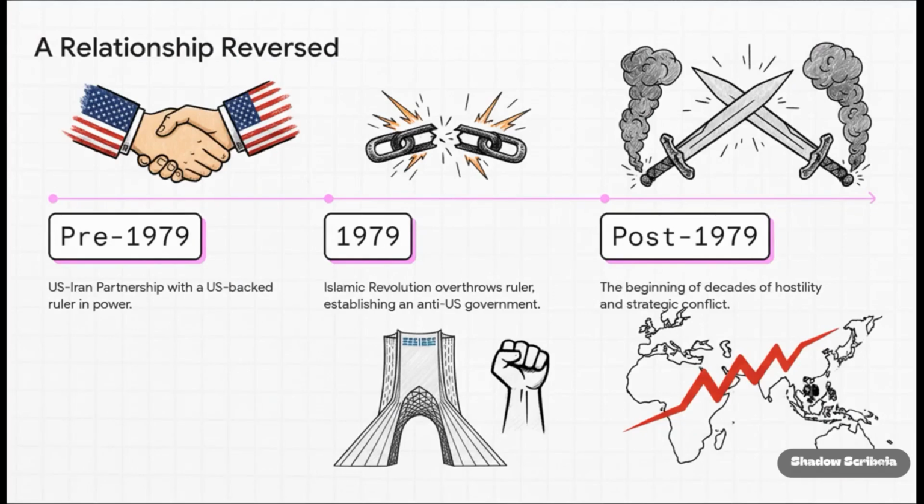It's a total 180. Before 1979, the US and Iran were partners. The US was a huge supporter of Iran's ruler, the Shah. But here's the thing. For a lot of Iranians, the Shah was seen as this repressive dictator, basically propped up by the West. So the 1979 Islamic Revolution wasn't just about overthrowing him. It was a furious rejection of American influence. Bam! In a single revolutionary moment, a strategic ally became a sworn adversary. That one event is the origin story for everything we're going to talk about today.